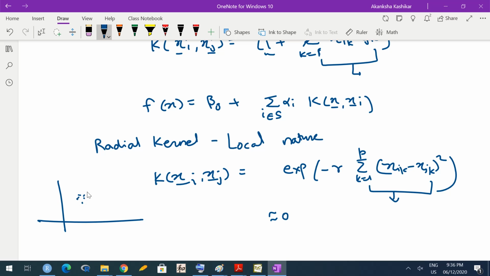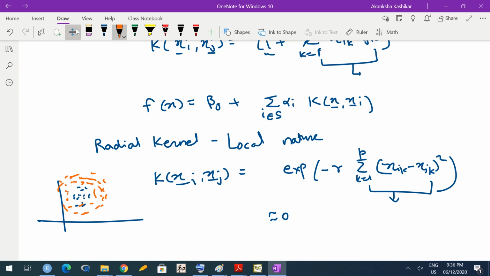So we saw this example, like you have one class here and you have some other class here. Things like that can be separated by radial kernel. Such patterns can be captured by radial kernel. So polynomial kernel, radial kernel are some of the examples of how support vector classifiers can be extended to support vector machines.